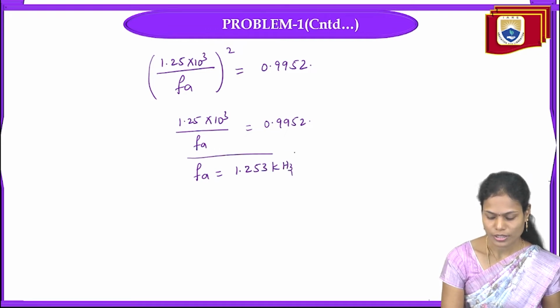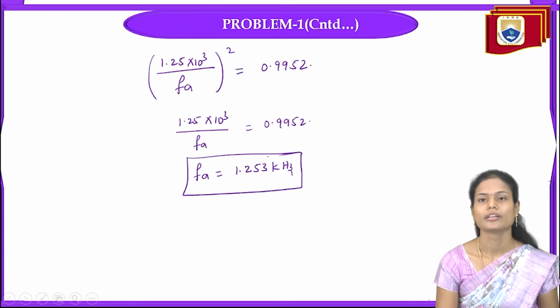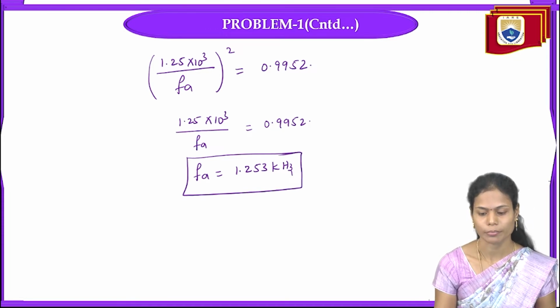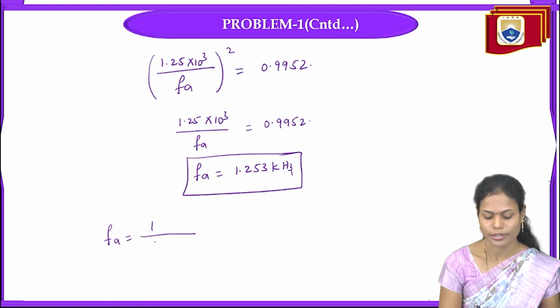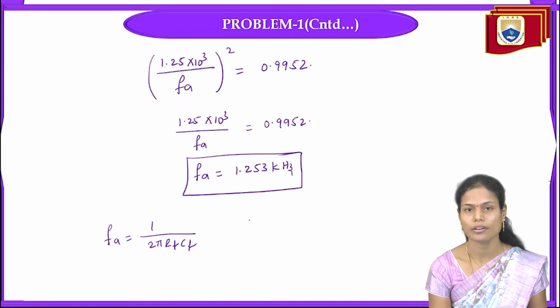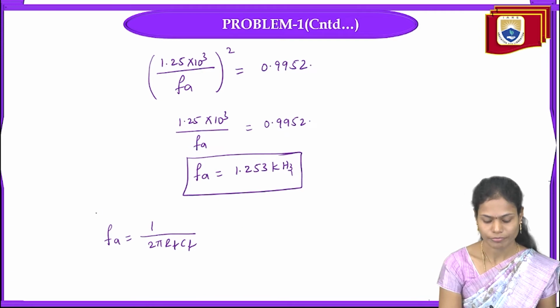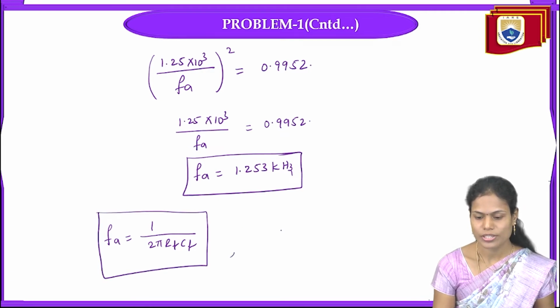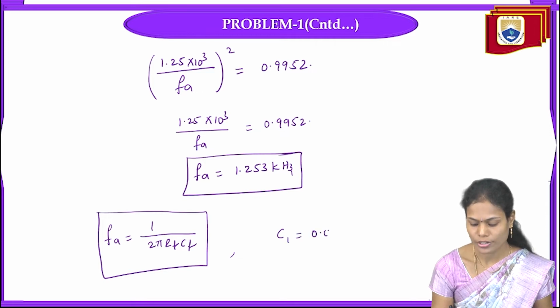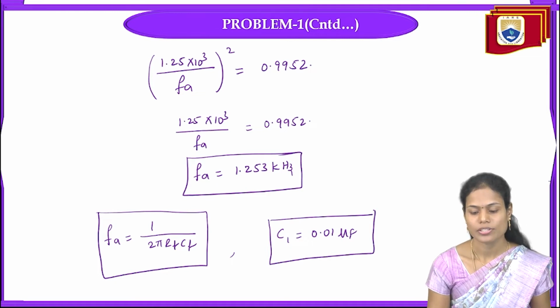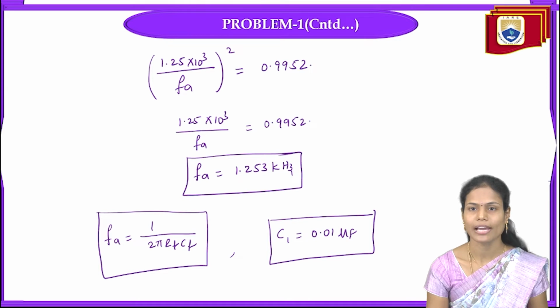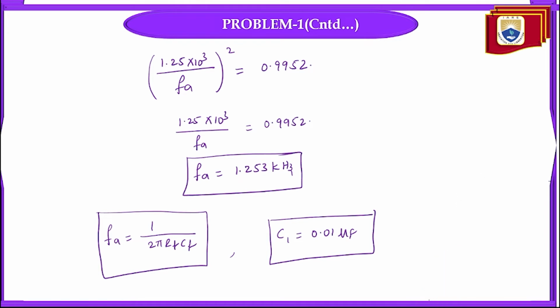So we have calculated Fa, the cutoff frequency of the lossy integrator. The Fa formula in the integrator is 1 by 2 pi Rf Cf. In the case of the differentiator it was R1 Cf, but in this case it is 1 by 2 pi Rf Cf. The capacitance value is given as 0.01 microfarads. By using this capacitance value as well as the Fa value, we can calculate the value of Rf here.